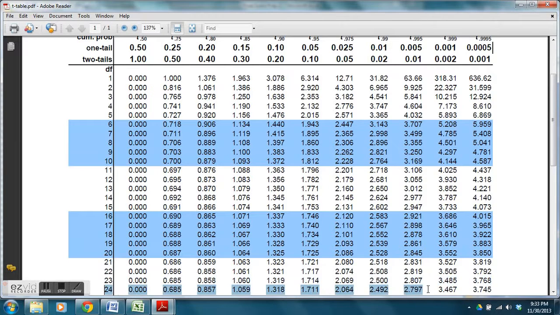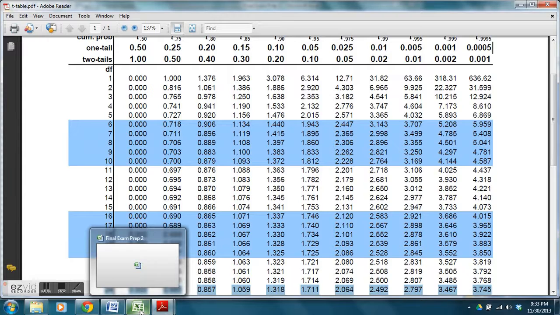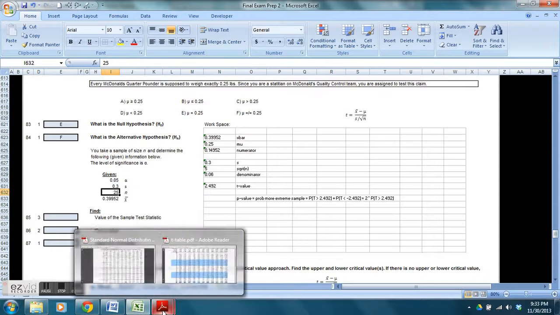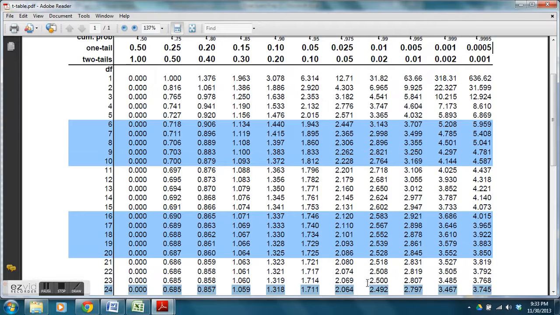Now we want to look in this 24 value, and we want to find the t value closest to what we produced. So our t value that we found was 2.492. We go back to the t-table. Oh, it's right here. 24 degrees of freedom. Here's 2.492.